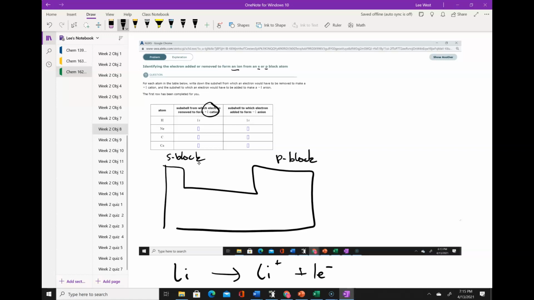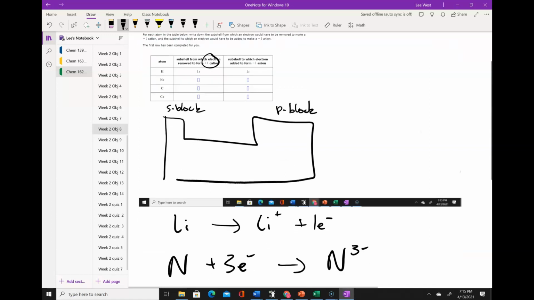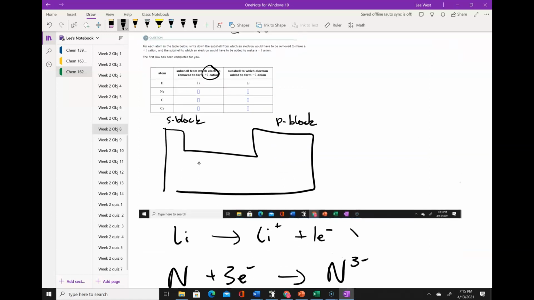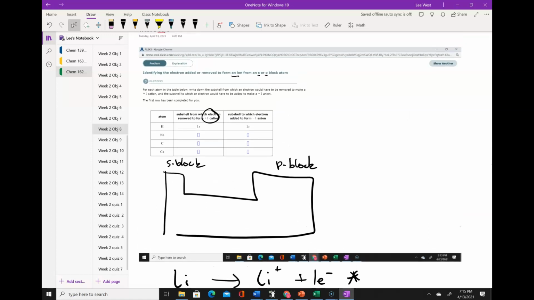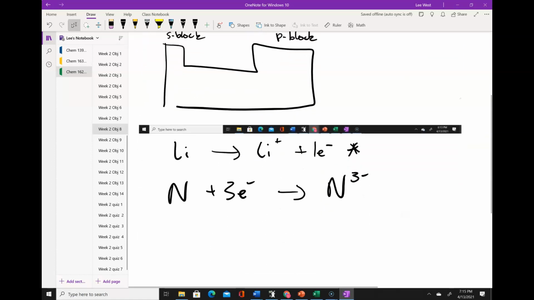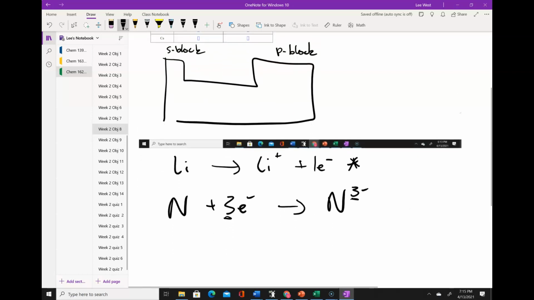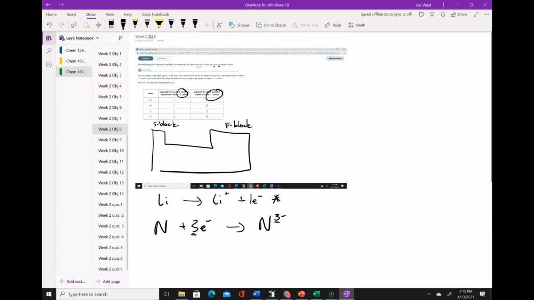So to make it a +1 cation, remember that cations are positive, right? To make it a +1 cation, we're going to remove 1 electron. To make it an anion, we're going to add 1 electron, and it's only 1 electron because the number of electrons we add or subtract is equal to the size of the charge.